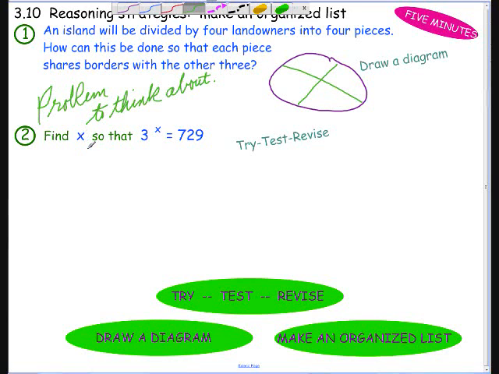How about this one? Find x so that 3 raised to that power will give us 729. Okay, for this, we're going to want to pull over a calculator. Let me get it.